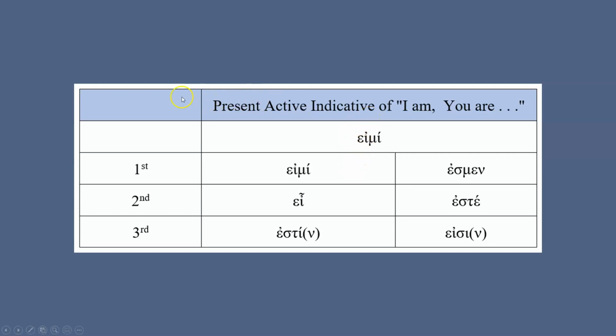And so this is the present active indicative of eimi. Eimi is I am, you are, and all these are singular. He, she, or it is. We are, you are, they are. The nu is removable, depending on whether or not the next word begins with a vowel. So you'll see it with and without.